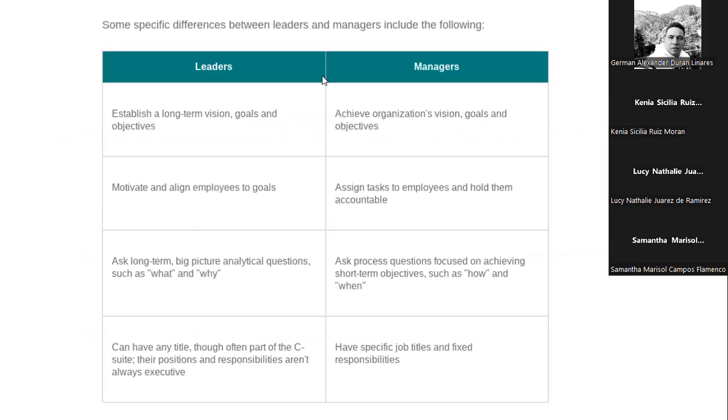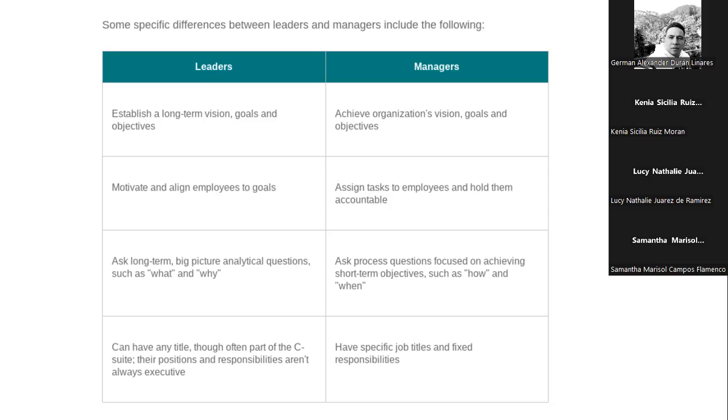So this is a very good chart that is explaining the difference, right? Some specific differences between leaders and managers include the following. For the leaders, establish a long-term vision, goals, and objectives. So that is for the leaders, right? For the managers, achieve the organization's vision, goals, and objectives. So you can see the difference.